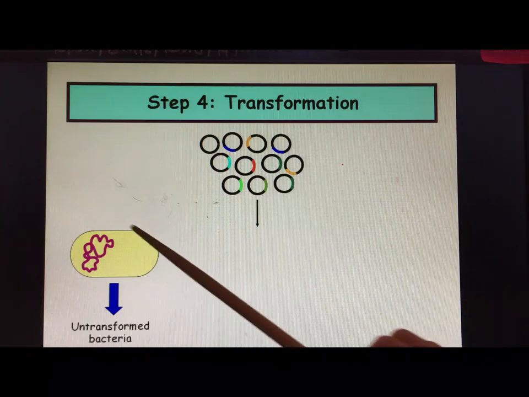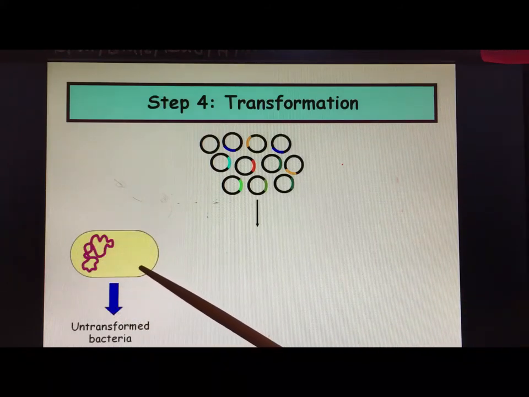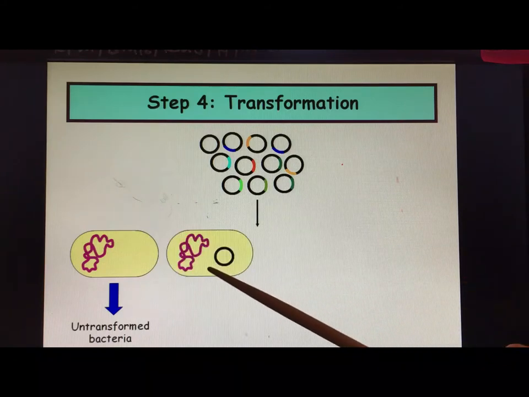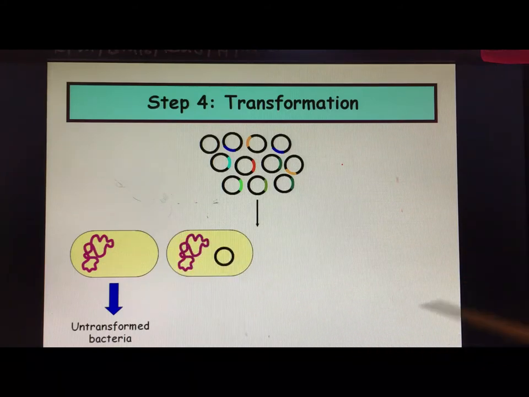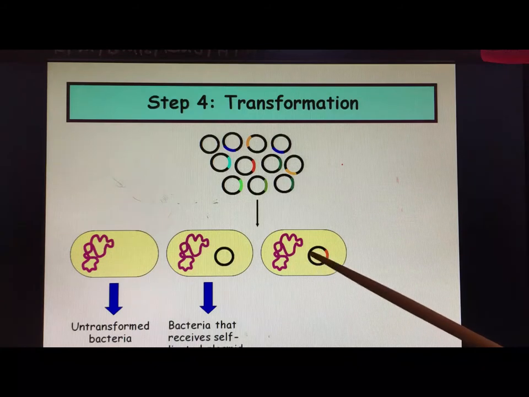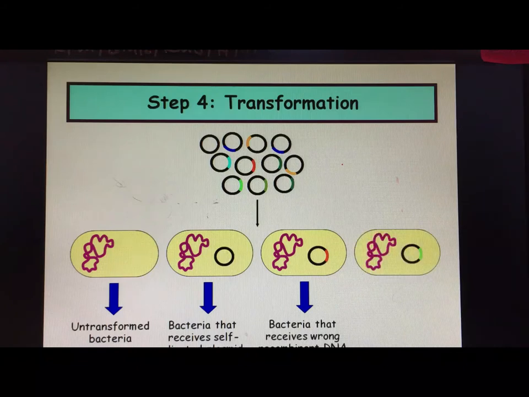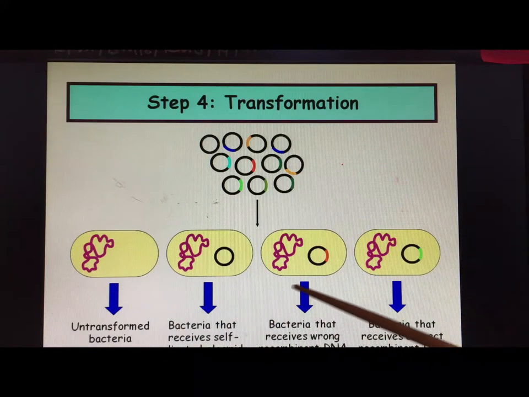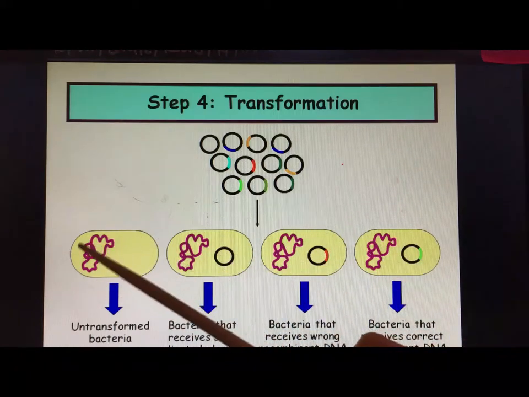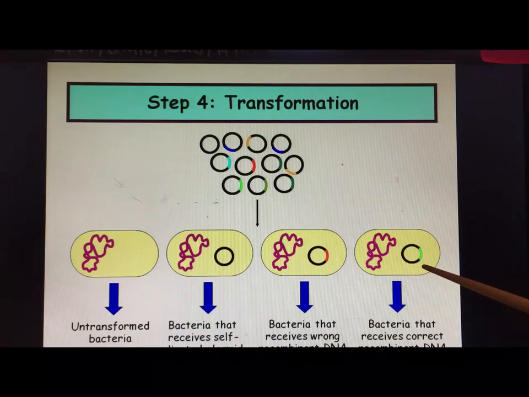Number 1, untransformed bacterial cells, which do not receive any plasmid. Number 2, the host cell receives the self-ligated plasmid. The third possibility is that the bacterial cell receives the wrong recombinant DNA molecule. And the fourth possibility is that the host cell receives the target gene that you want. The first 3 types of host cell we are not going to need, we only need this cell. But we cannot see it with our naked eyes. That's why we need to move on to the last step, which is screening.